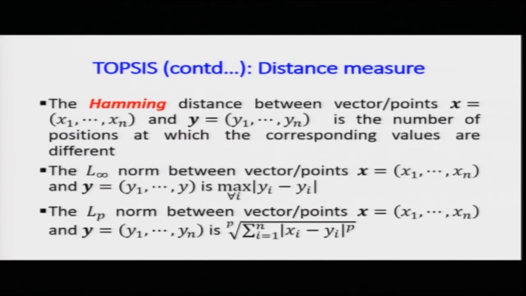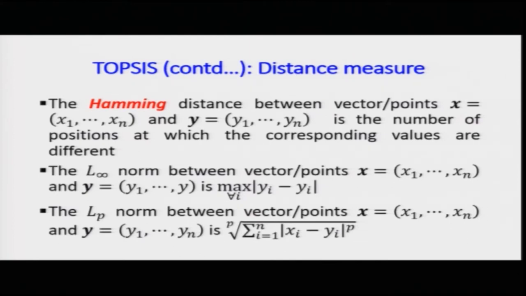Similarly, for the Hamming distance, the value is the number of positions at which the corresponding values are different. You find the differences, find out whether it is 10 or 15 in number, and report that number. That n, the number of such differences, will give you how far or how close those two vector sets of points are.